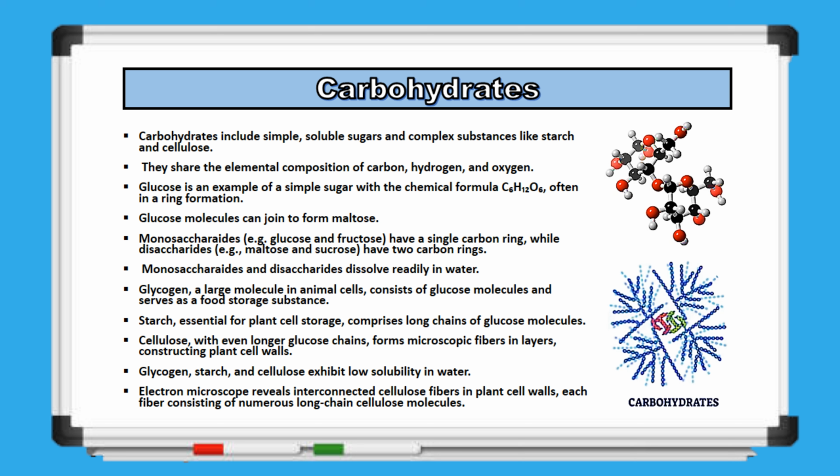Larger carbohydrate molecules such as glycogen in animal cells and starch in plants serve as storage forms of glucose, with glycogen and starch composed of long glucose chains. Cellulose, with even longer glucose chains arranged into microscopic fibers layered to build plant cell walls, along with glycogen and starch, exhibits low water solubility. Electron microscopy reveals that cellulose fibers in plant walls consist of numerous interconnected long-chain cellulose molecules.